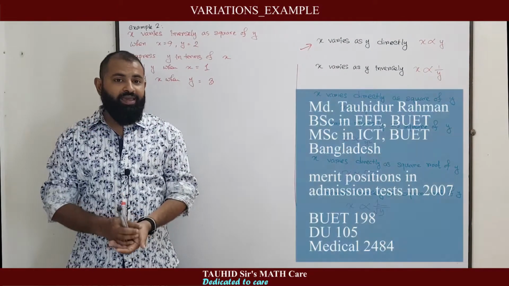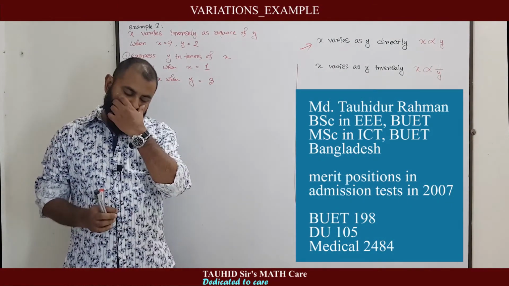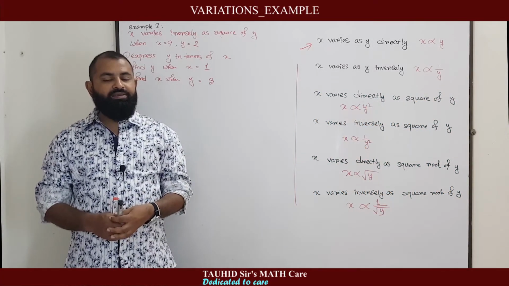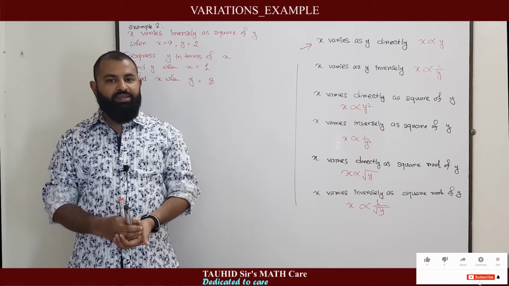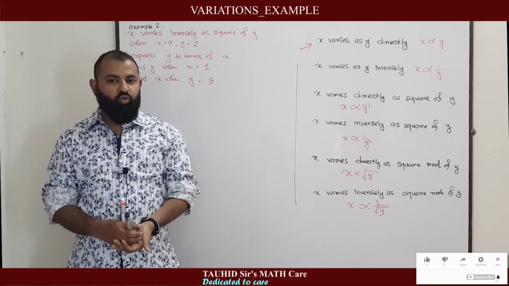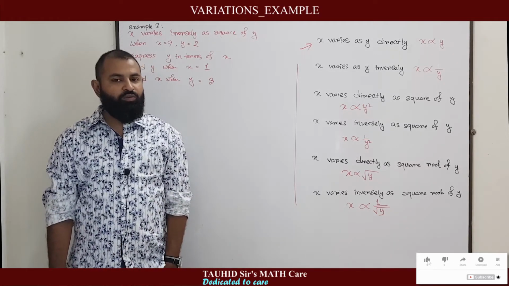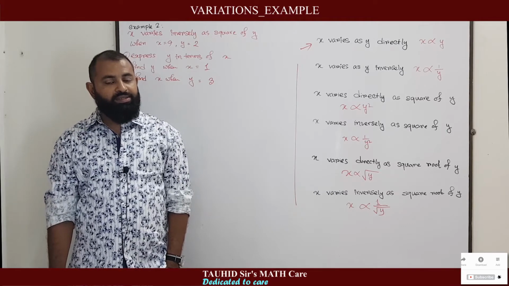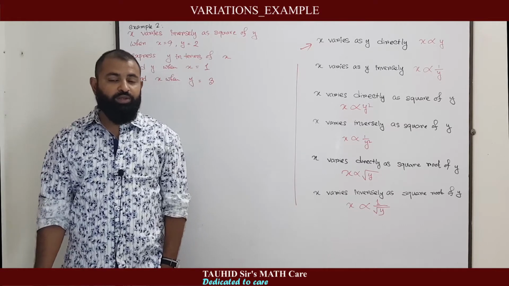Now let's see another example to enhance our knowledge of variation. Here in the second example, you are given that x varies inversely as square of y. We are also given that the value of x is 9 when y equals 2. From here, we need to write the expression of y in terms of x. Then we need to find the value of y when x is 1. And we also need to find the value of x when y equals 3.